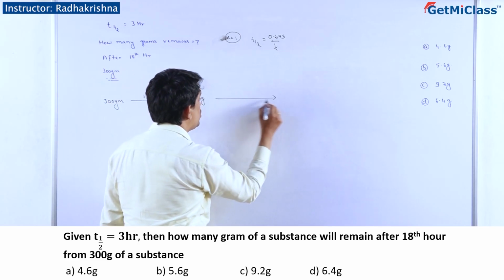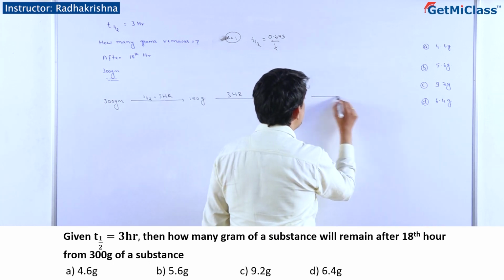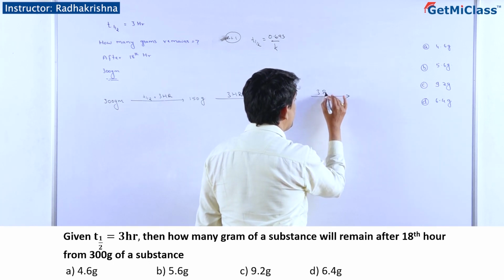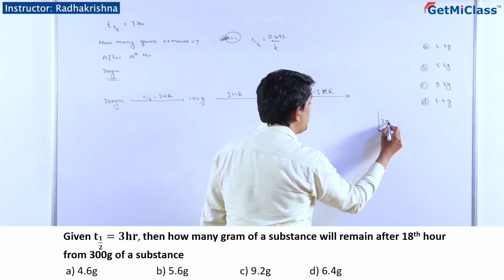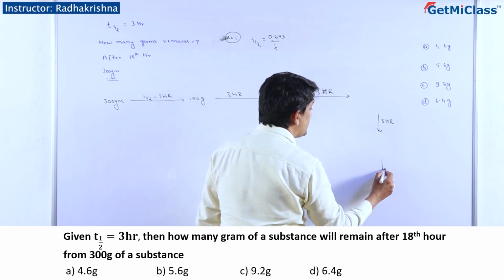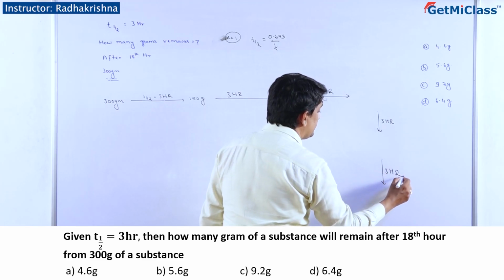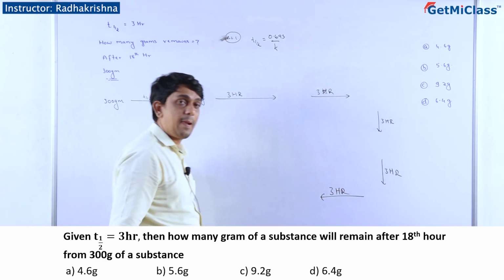After that one more 3 hours, total becomes 6 hours. One more 3 hours, it will become 9 hours. One more 3 hours, it will become 12 hours. One more 3 hours, it will become 15 hours. One more 3 hours, it will become 18 hours, right?